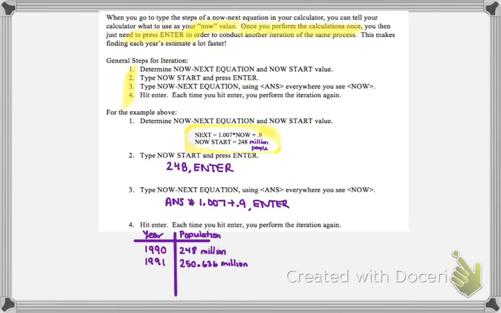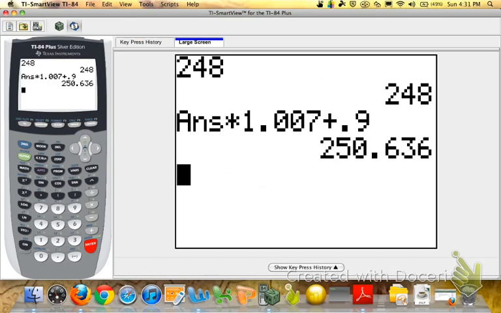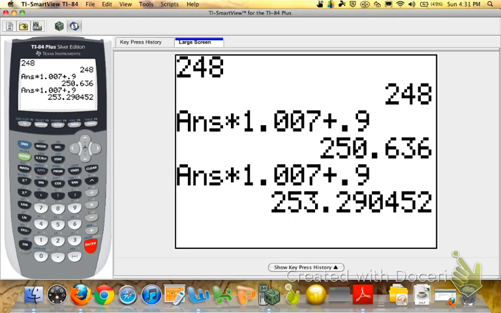And when we hop back to our calculator, you'll notice that every time I hit enter, it's going to re-perform that calculation. And your calculator may look a little bit different than mine. Mine here will say answer times 1.007 plus 0.9 over and over again each time. Yours may just show this number and then the next number and so on. But we should be getting the same numbers each time we hit enter. And each time we hit enter, we're advancing one more year. So if this was 1990, this is 1991, then this is 1992, and so on.